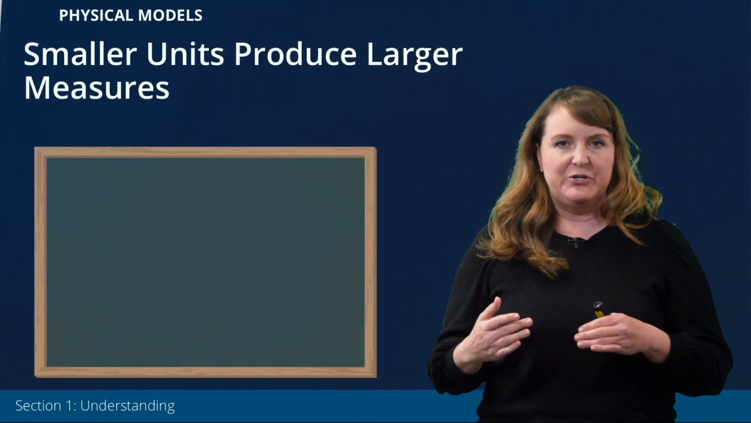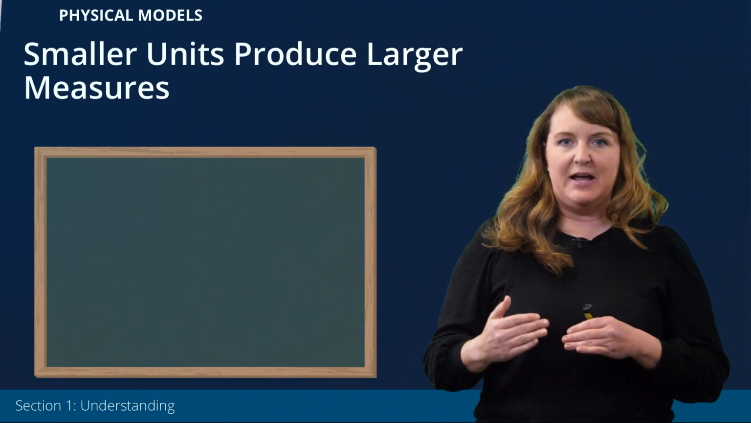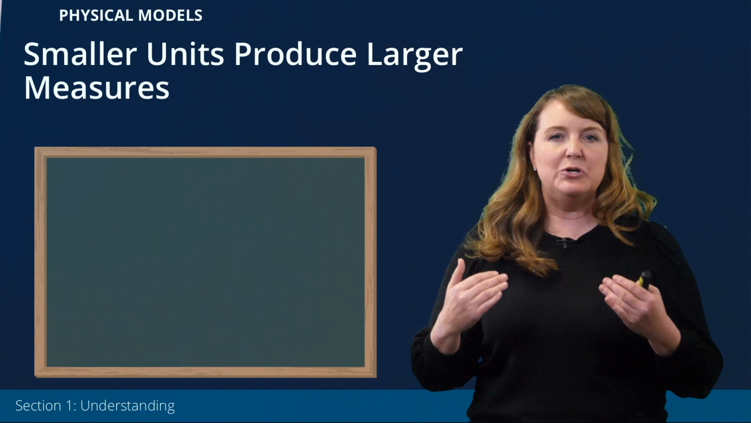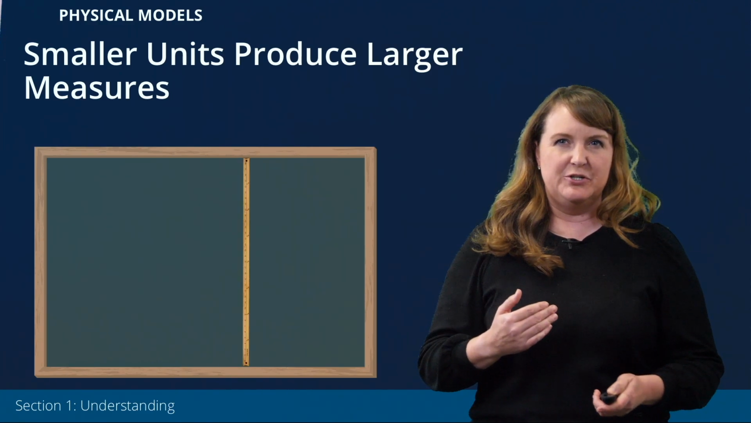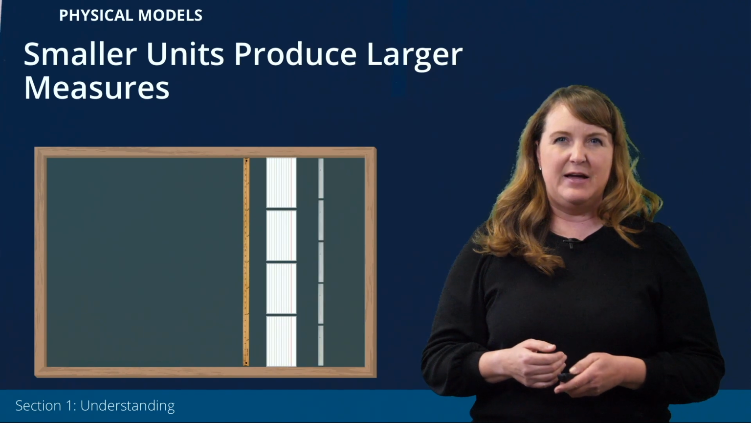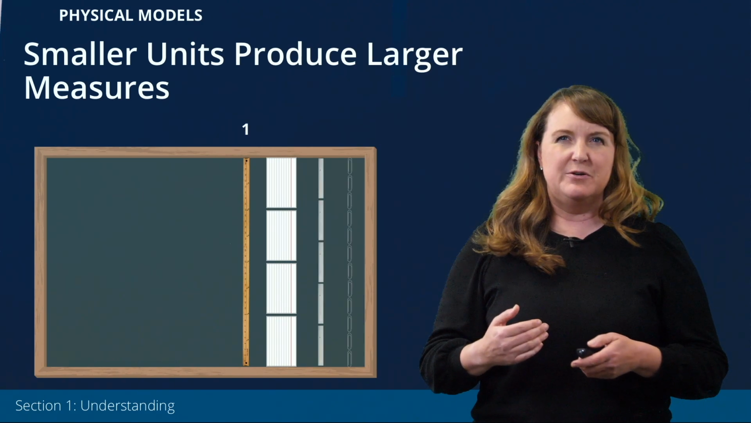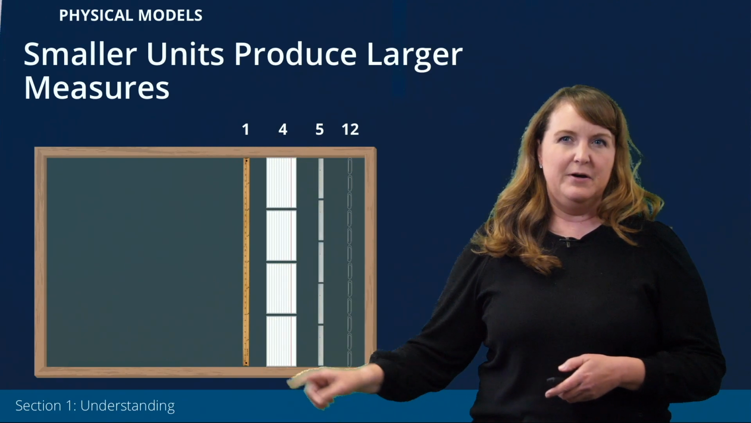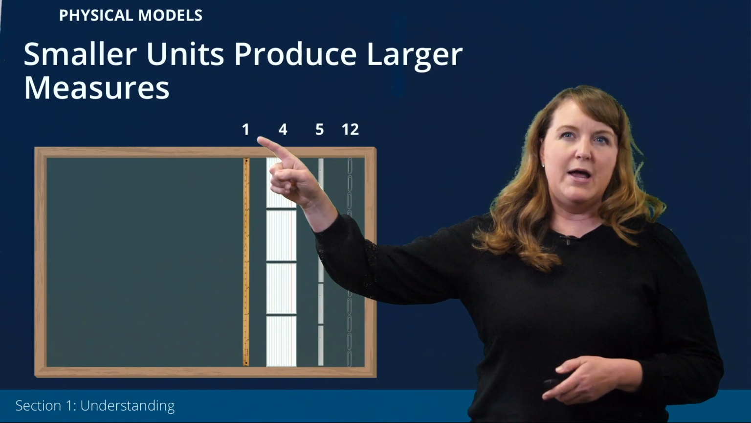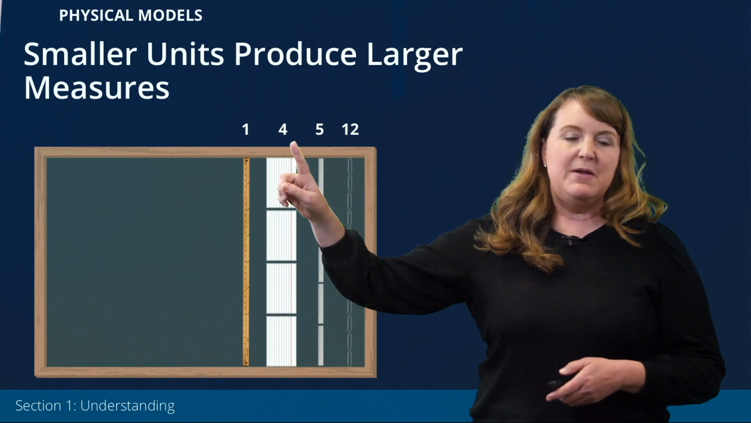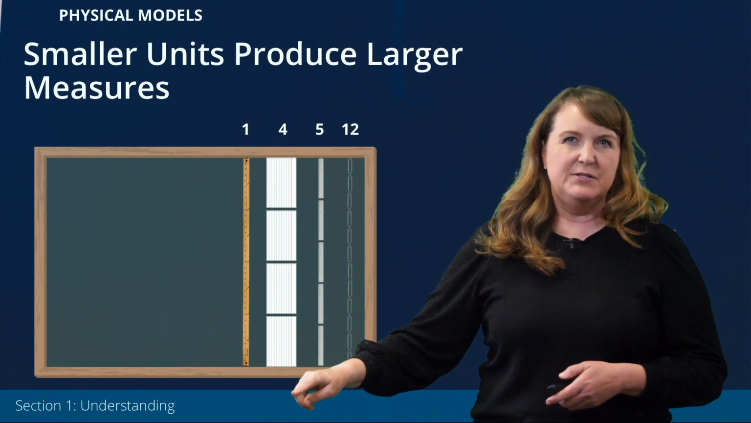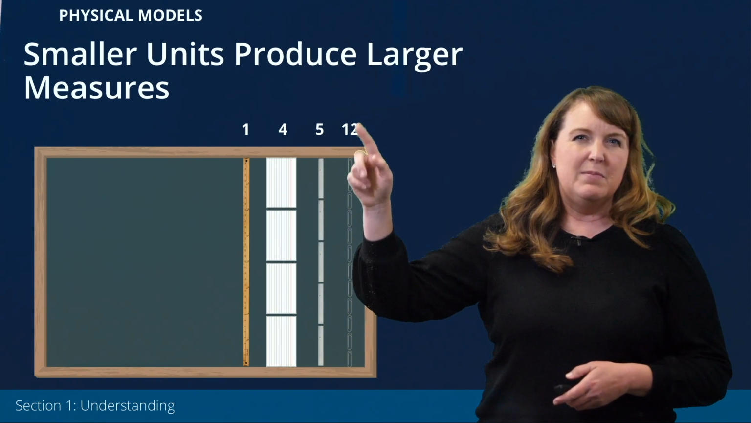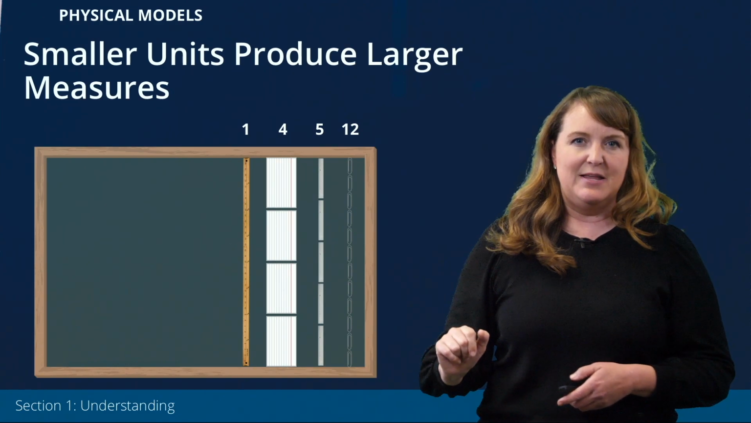As we start to measure, there's something that students might encounter that they might think is weird, and that is that smaller units will produce larger measures. Let me give you some examples of that. Here are some different measurements. So I can see that I'm measuring the height of this board here. So that might be 1 yard, or maybe it's 4 index cards, or maybe it's 5 markers, or maybe it's 12 of these things right there.